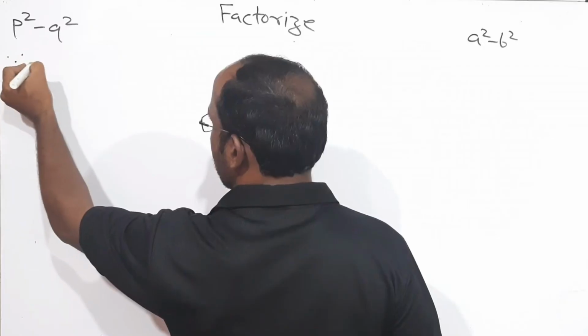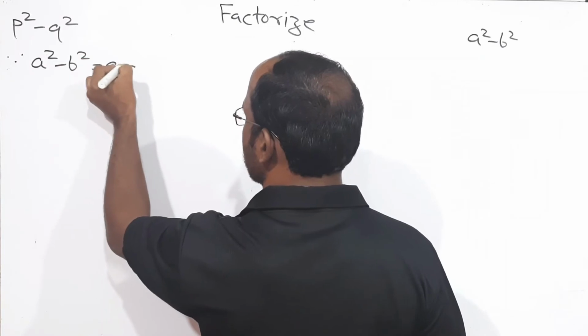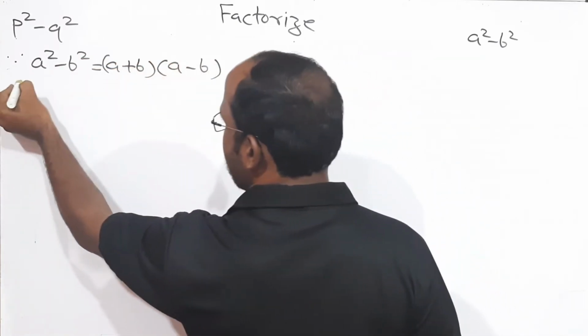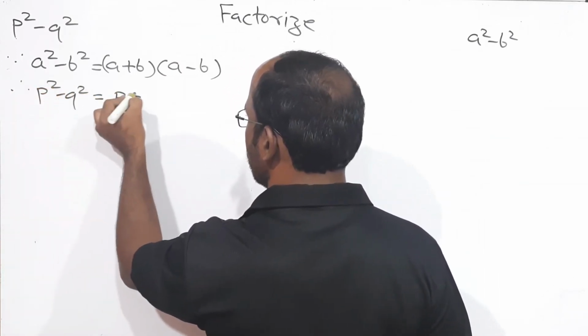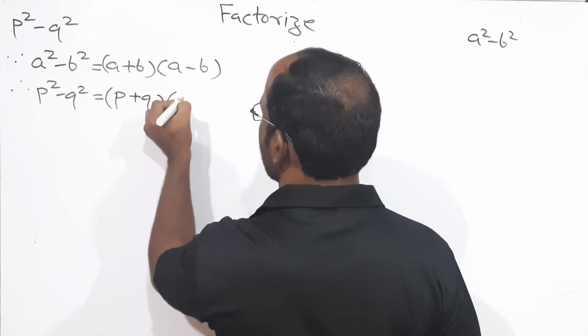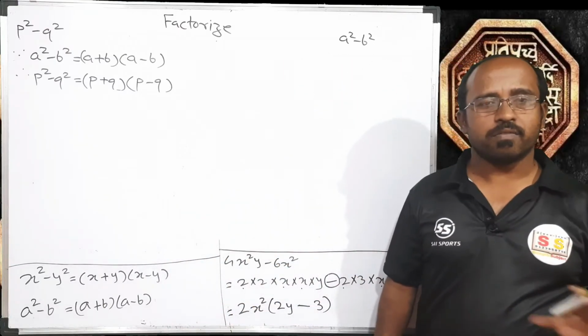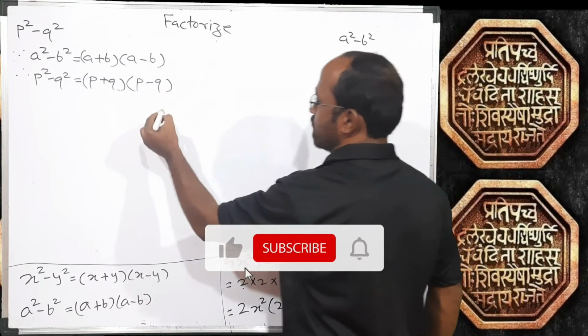As if a square minus b square is equal to a plus b into a minus b, then p square minus q square is equal to p plus q into p minus q, and finish. This is our final answer. Okay students, let us see the next example.